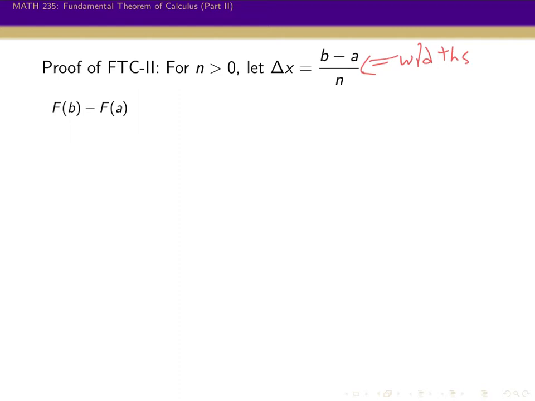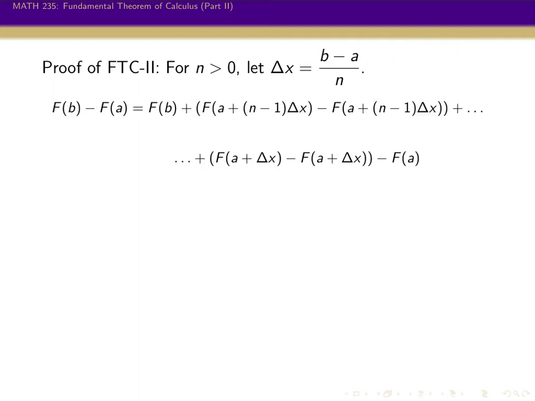And so the first step that we're going to do is add 0 a whole bunch in between the f of b and the f of a. And we're going to do this in a clever way. We're going to evaluate the function at each of the endpoints of these subintervals, but then we're going to subtract them off from themselves, right? So we're going to cancel them off. So really in each of these parentheses here, we're adding the value at one endpoint and then subtracting it back off. So that's equal to 0. And so we're really not changing the sum at all. So it stays equal.